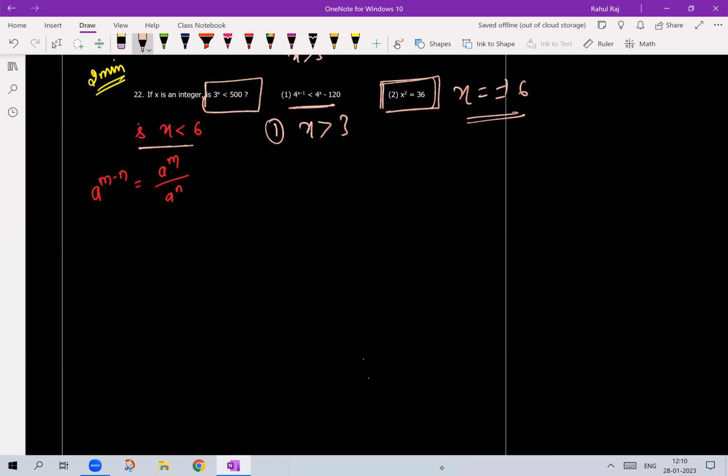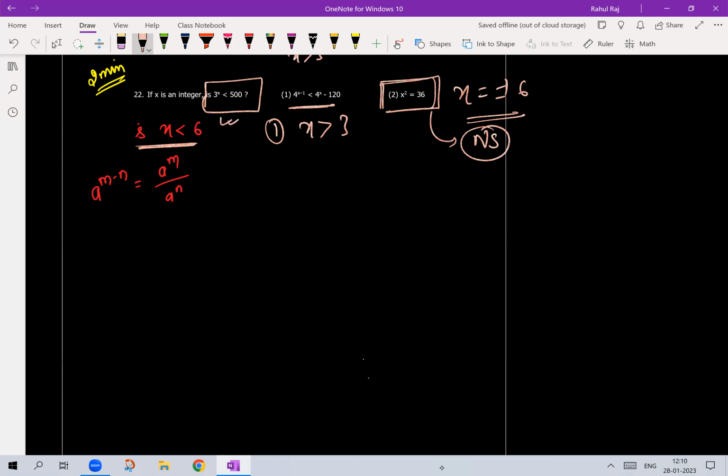Please do take it into account, or else it will be a problem. Because if you don't consider this, then at the end of the day you are trying to directly play with the values. If I put x is equal to 6, I'll have to check it is not less than 500. If I take x is equal to minus 6, it is less than 500. Technically, what you are trying to say is that this statement is not sufficient.